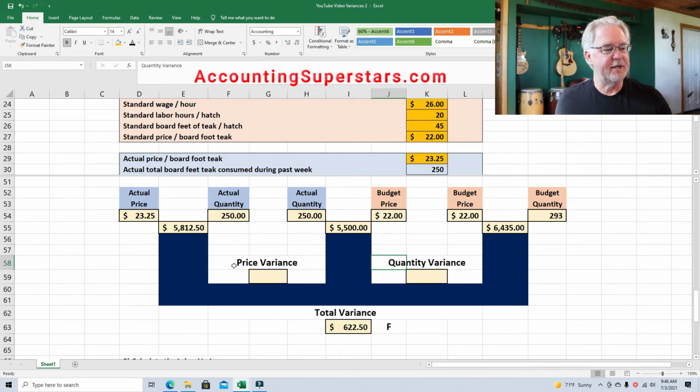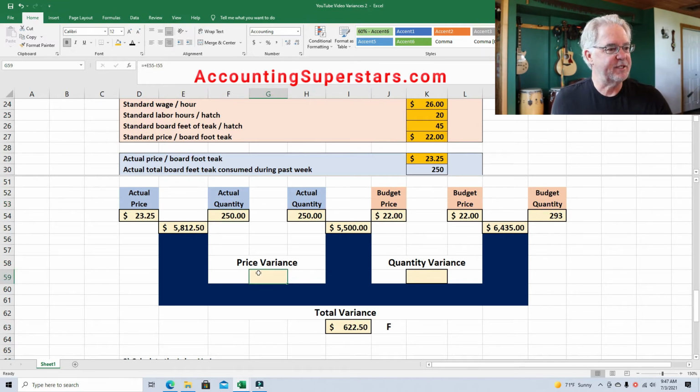Now, how did I know that it was the price variance and the quantity variance? Well, the way I knew is that P comes before Q. You have to know your alphabet. P comes before Q, just like up here, which makes figuring out these variances really pretty easy, setting it up. So let's figure out the price variance.